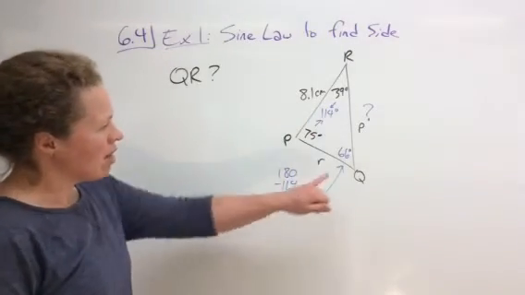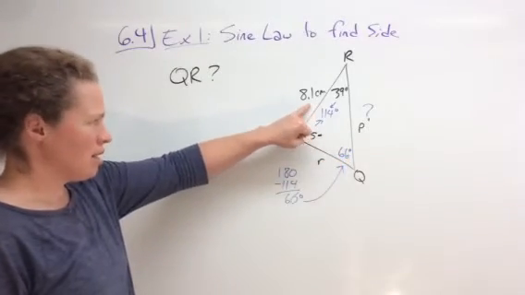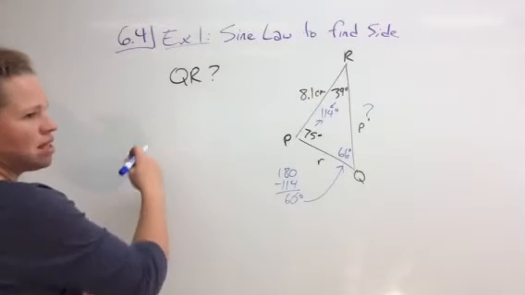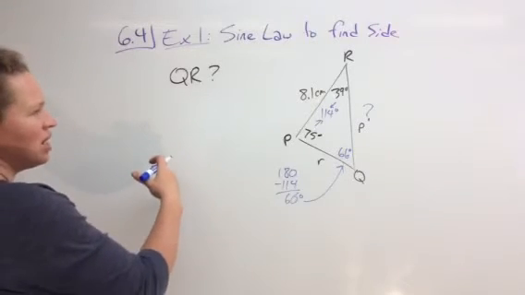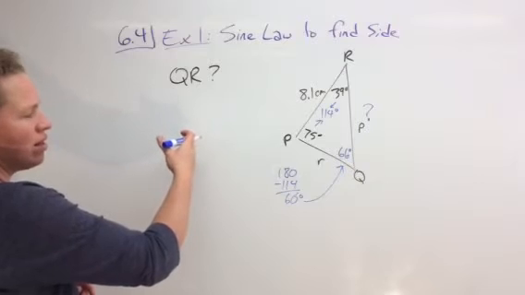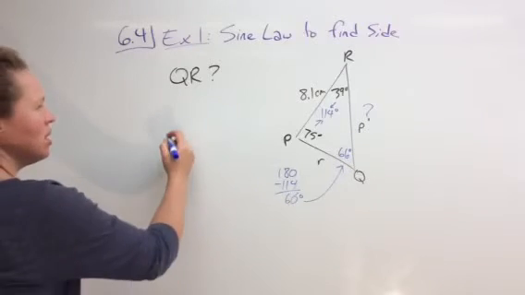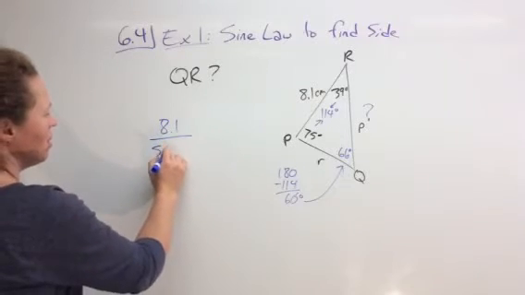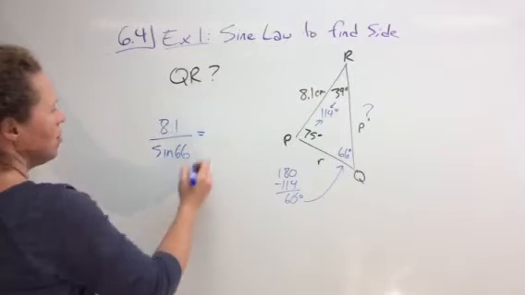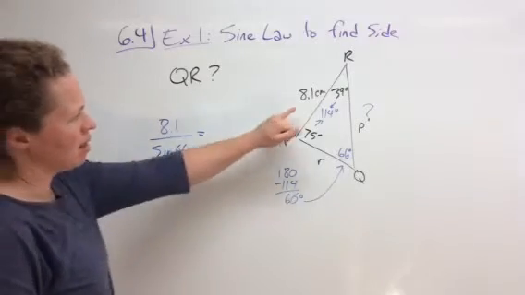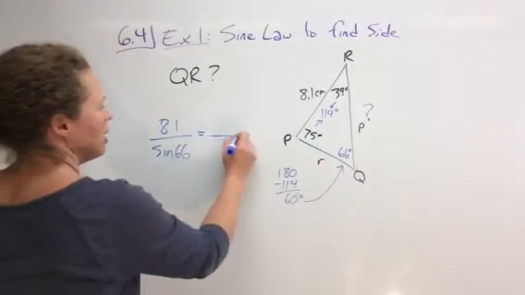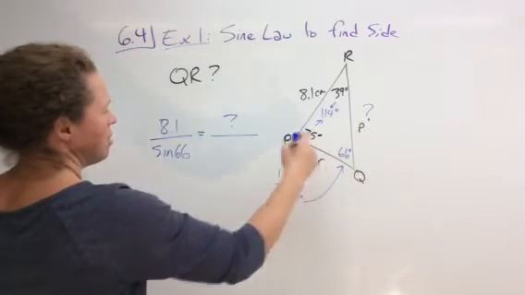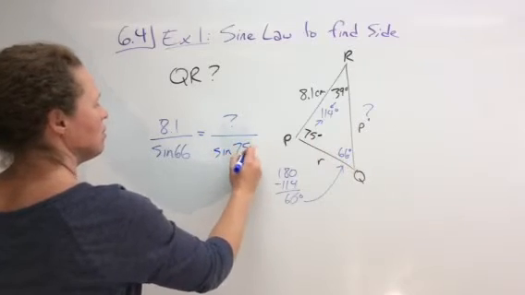Now, I have an angle and a side that are across from each other, so I can start setting up my sine law. Now, it doesn't matter if I put the length on the top and the angle on the bottom, or vice versa. So I'm just going to put the length on the top. As long as they're consistent, you're good to go. Here we go, 8.1 over sine 66. 8.1, 66, opposite each other. Now, this is the one that I want, that side, and it's going to be opposite 75, so sine 75.